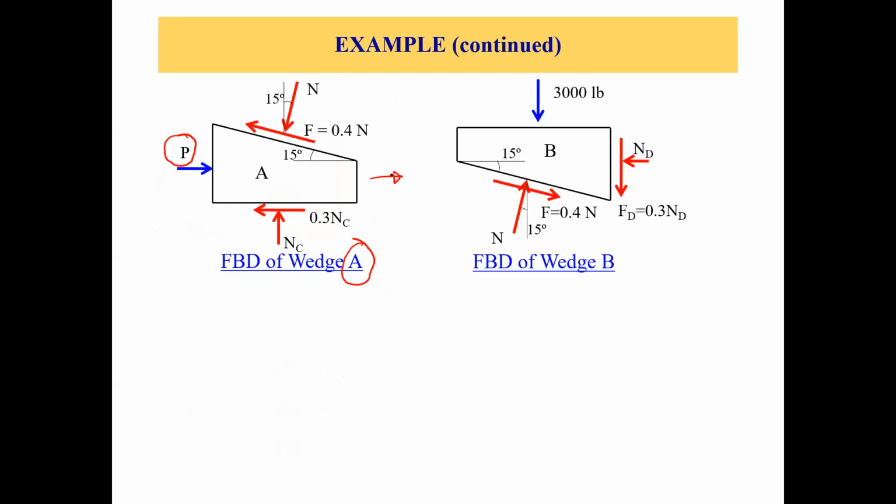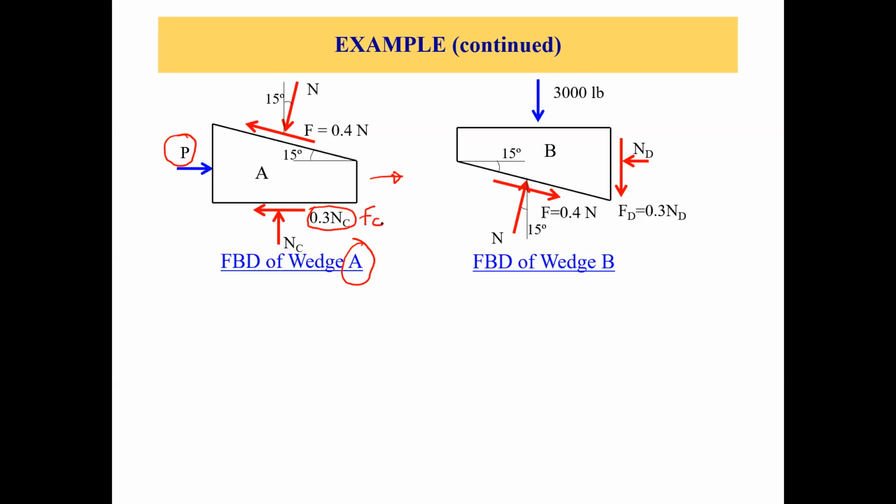Now we draw an outline sketch of this wedge, and we need to apply the forces. We know force P, so we apply this force. Then what else? We have two contact surfaces: one between wedge A and the ground, and one between wedge A and wedge B. As wedge A is moving to the right, the friction force would be opposite to the direction of move. So this is the friction force, let's call it FC.